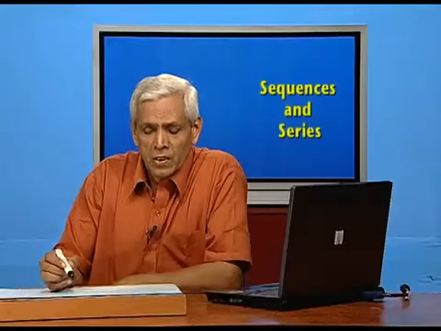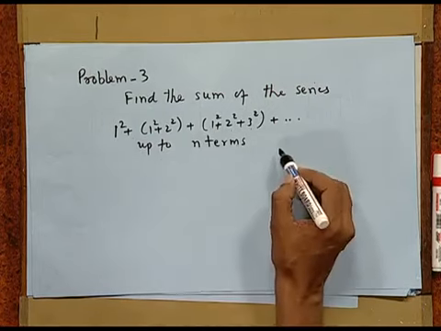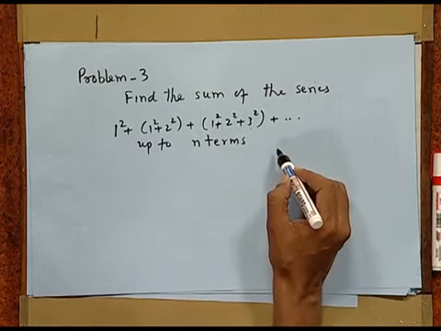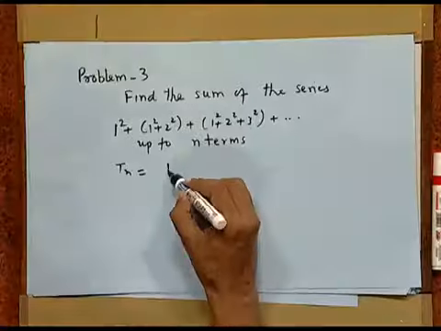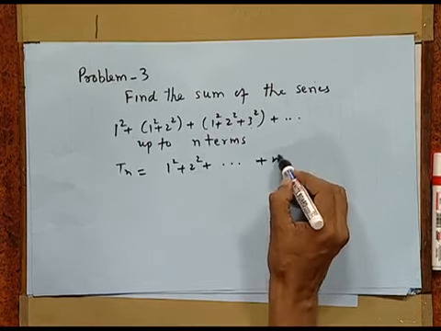The next problem is find the sum of the series 1 square plus 1 square plus 2 square plus 1 square plus 2 square plus 3 square and so on up to n terms. Here again the nth term is not given. Moreover, here the nth term itself is a series. For instance, here Tn is 1 square plus 2 square and so on up to n square. So, the nth term itself is sum of some other series.